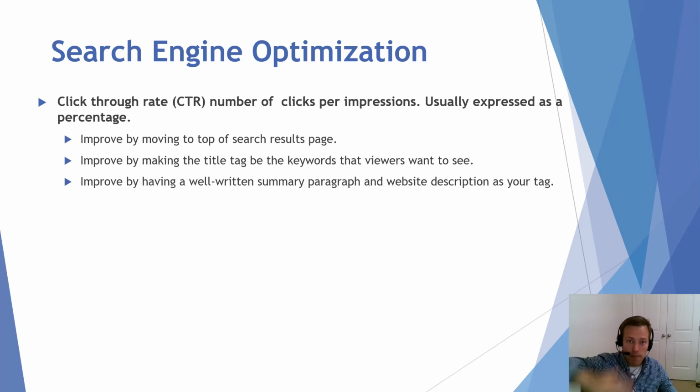And that's just because people read the page from top to bottom, right? They're going to come to you first. Secondly, improve by making the title tag be the keywords that viewers want to see. So having those keywords in there has been shown to improve the likelihood that somebody's going to click it. And then below that tag that you click, the link, if you have a well-written summary paragraph and website description that shows what people are actually searching for, that's going to help. And you are going to be the one that determines what that paragraph says. So make sure you're doing those things to optimize your click-through rate.